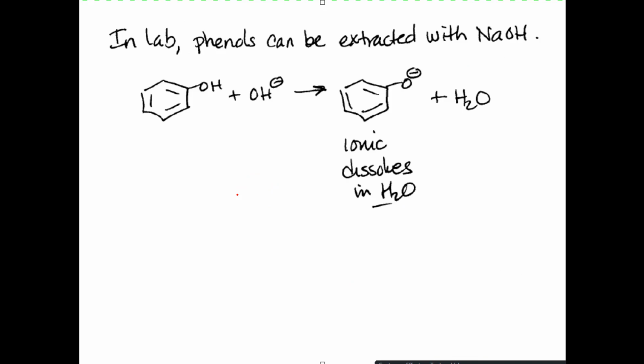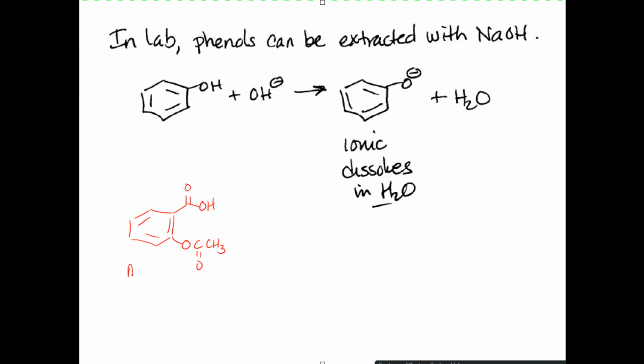Okay. This actually turns out to be important in the lab, because if I have a phenolic material and I would like to extract it, one of the things I can do is deprotonate it with hydroxide. And once I form that phenoxide, since it's ionic, it'll end up dissolving in the water layer. And so a typical organic experiment that we sometimes do is we will try and separate something like acetosalicylic acid, which is aspirin.